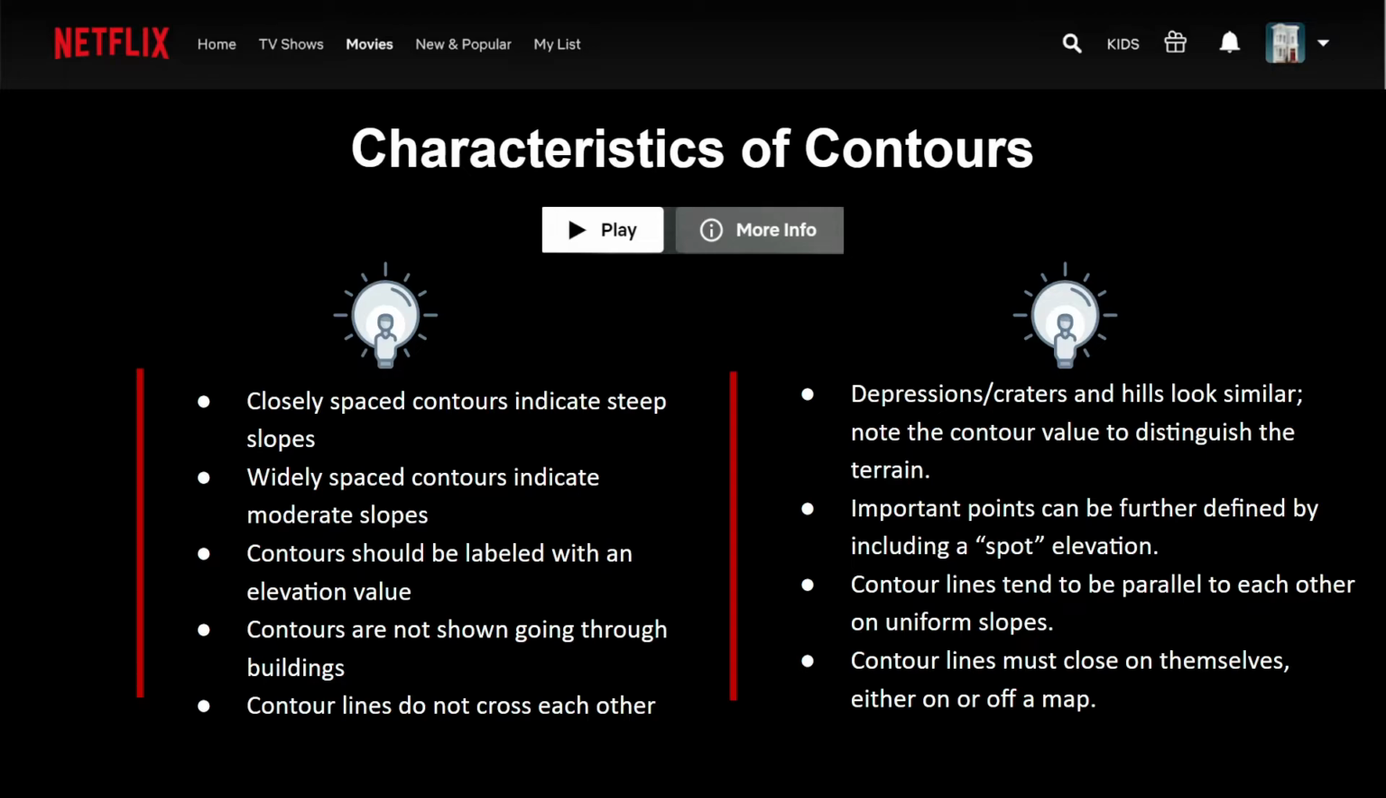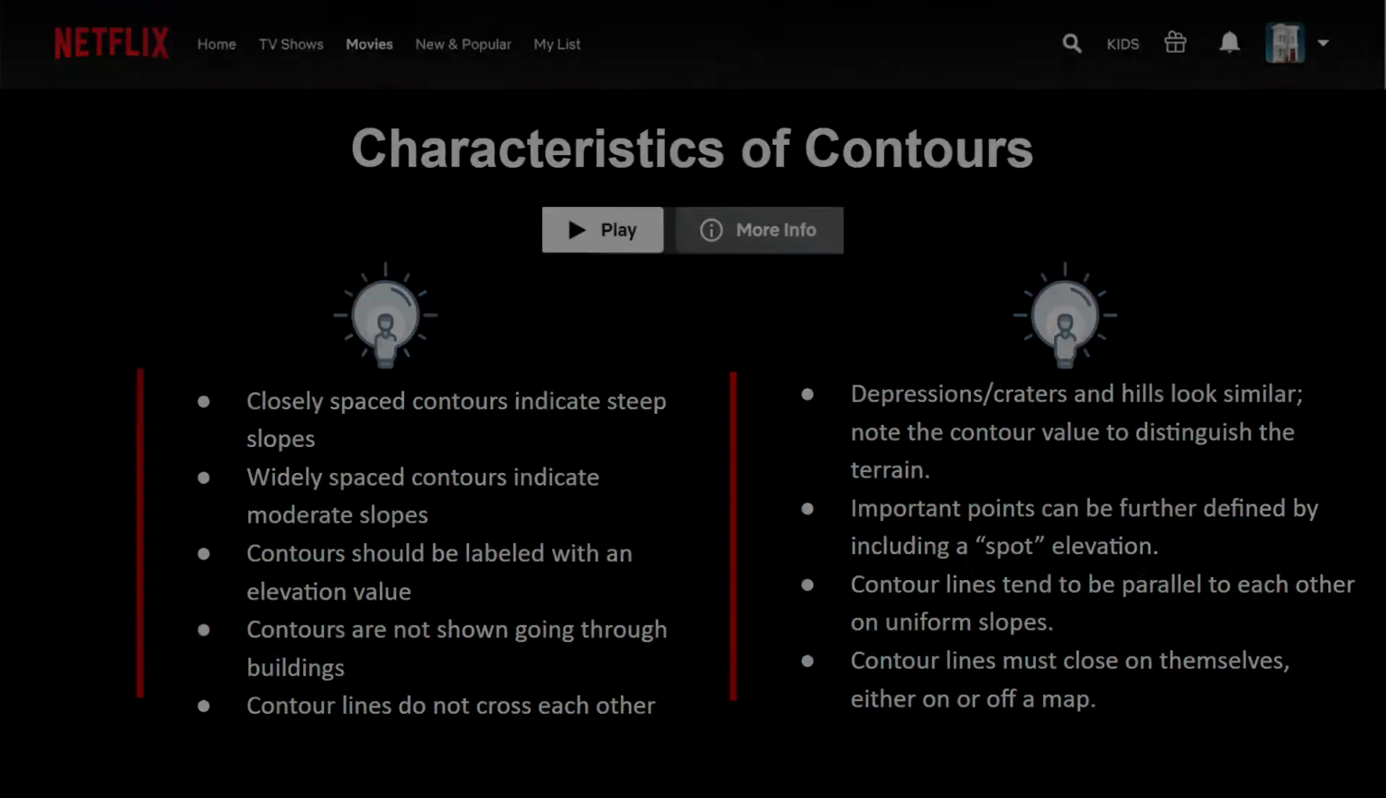Contour lines tend to be parallel to each other on uniform slopes. And lastly, contour lines must close on themselves either on or off a map. Next slide, please.